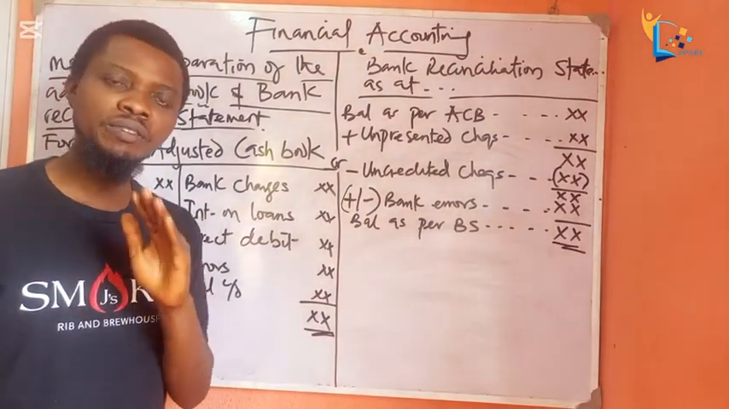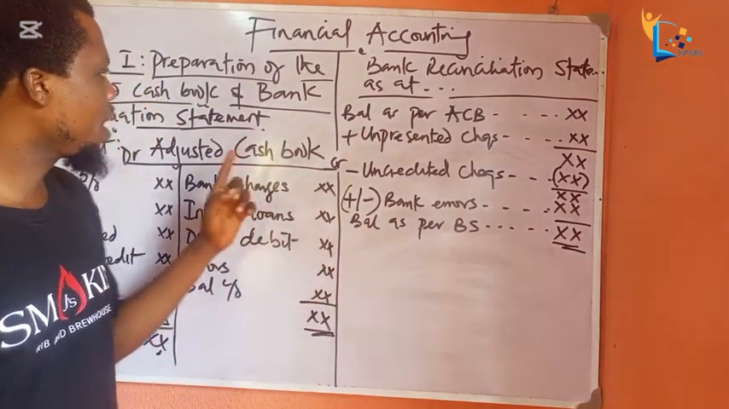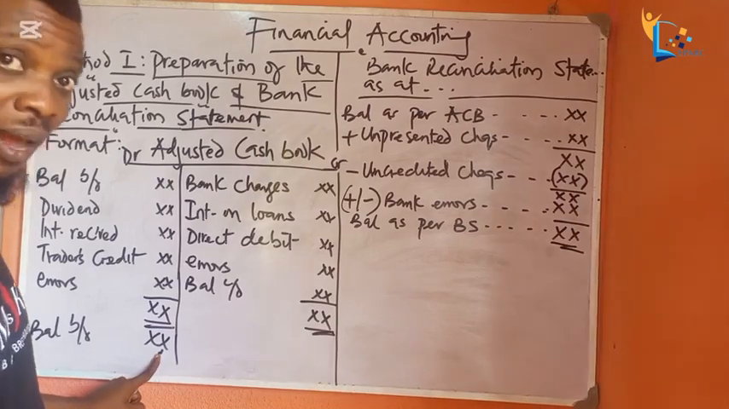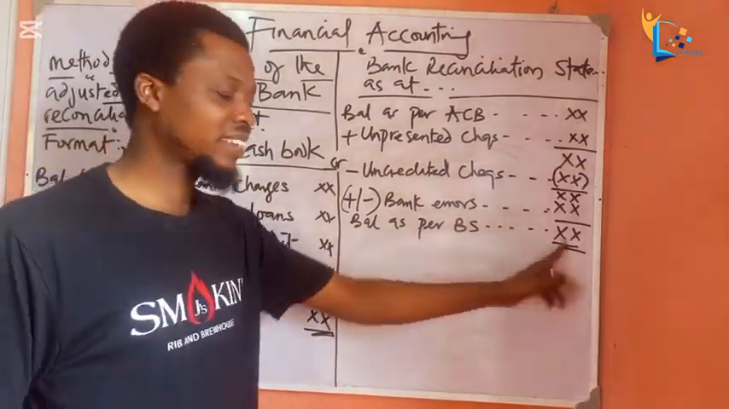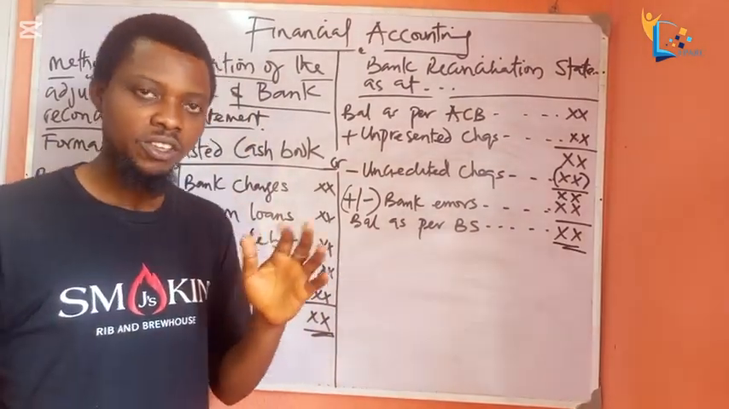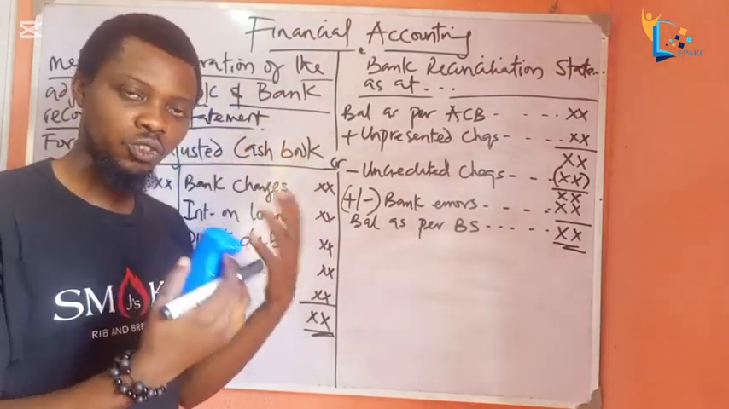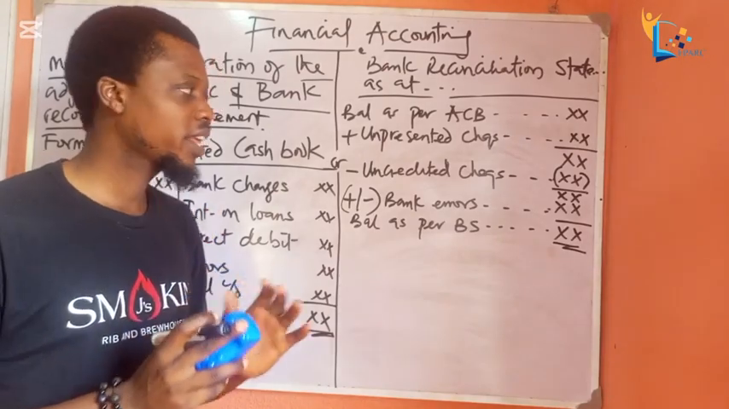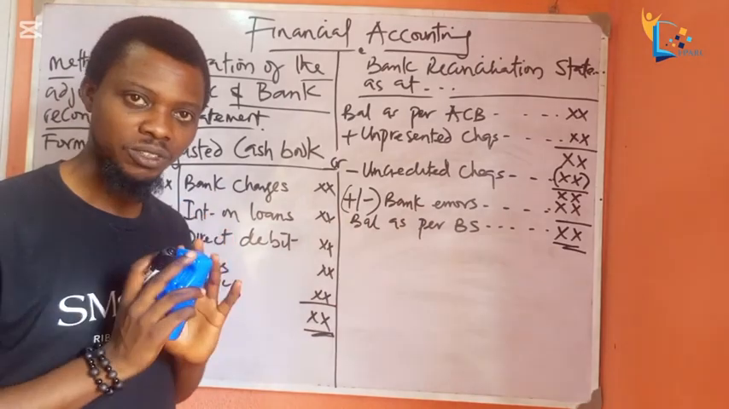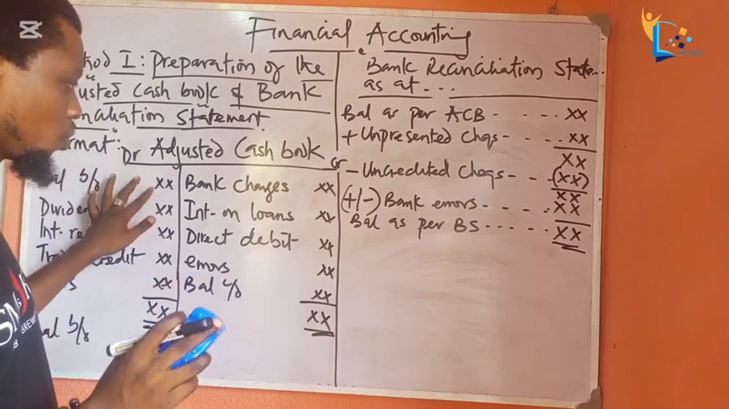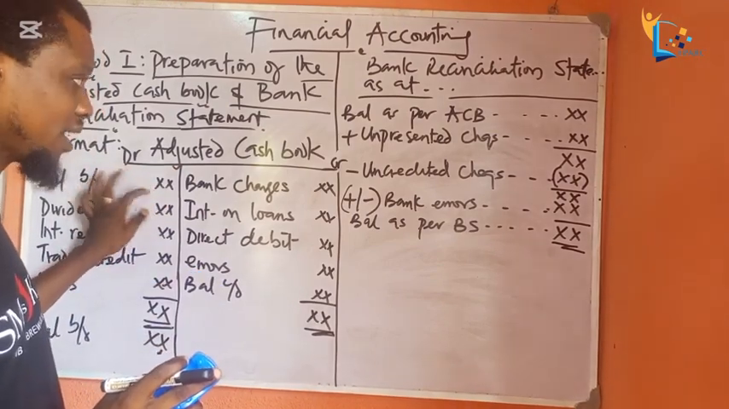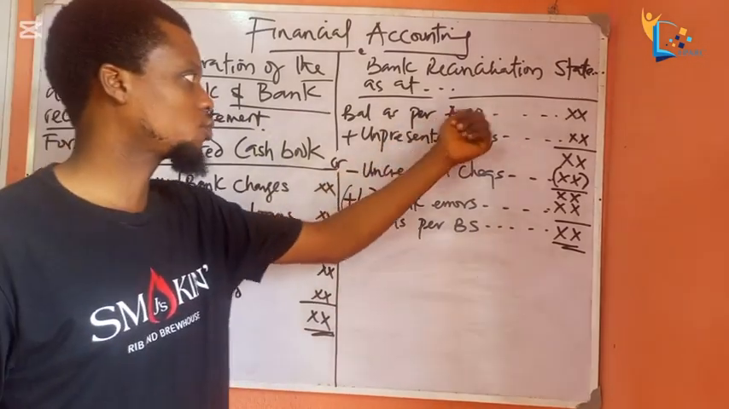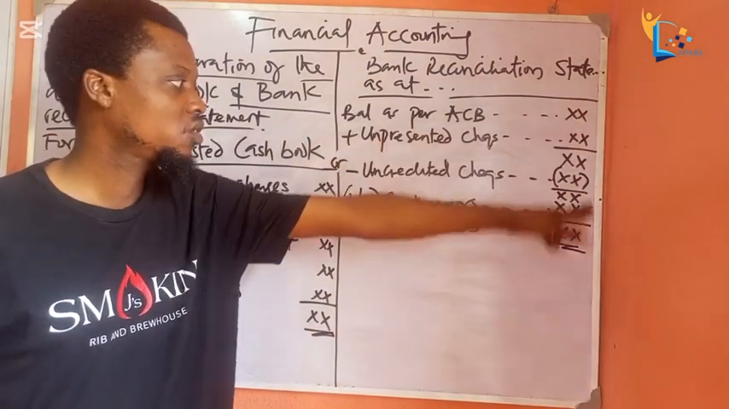Number one, you may have a case where the cash book balance is given and the bank statement balance is given in your question. Where your examiner gives the cash book balance you are trying to reconcile and the bank statement balance. In that case, it is safer to use this first method. All you have to do is substitute your cash book balance. Then after substituting, you get the new balance of your adjusted cash book.